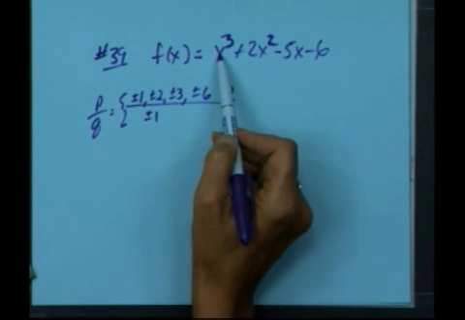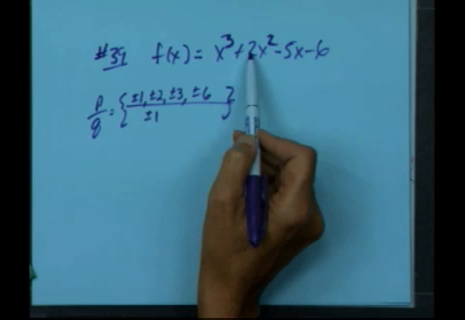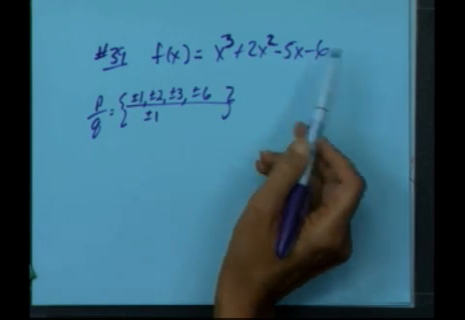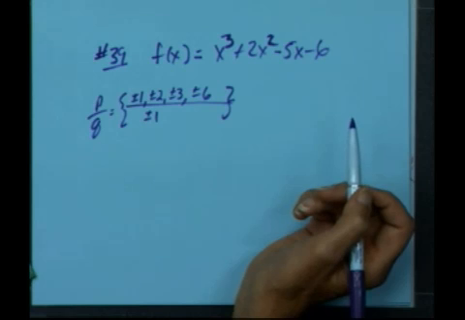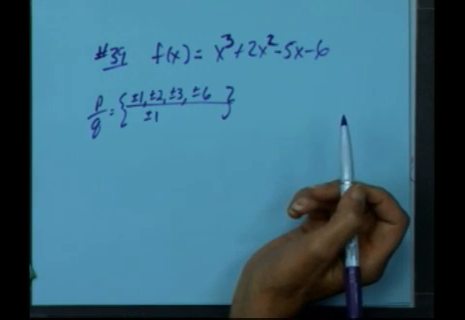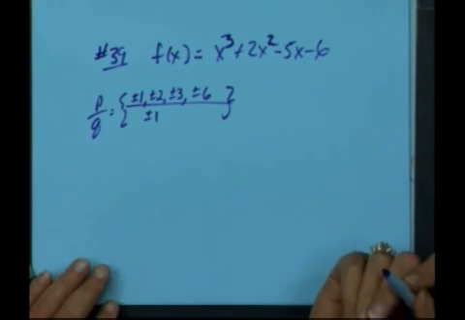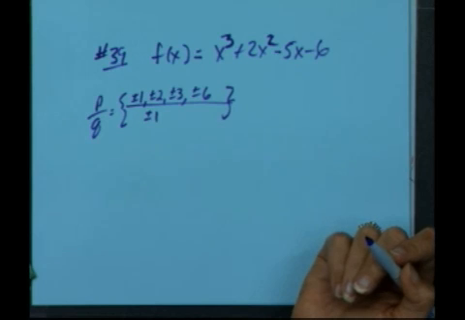If you put a 1 in for x, you're going to get 1 plus 2 is 3. 3 minus 5 is negative 2. Negative 2 minus 6 is not equal to 0, so we already know that 1 is not going to work. All right, so now we get to try some others. Anybody got a suggestion what we might try?